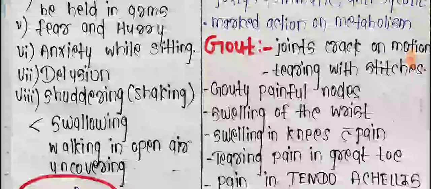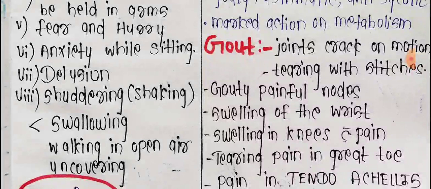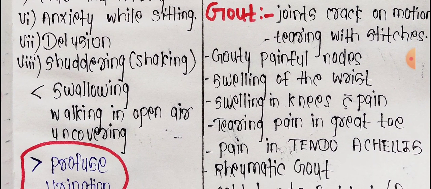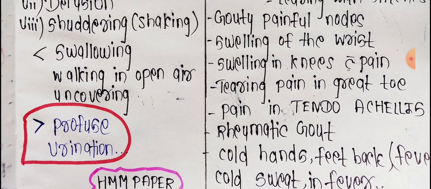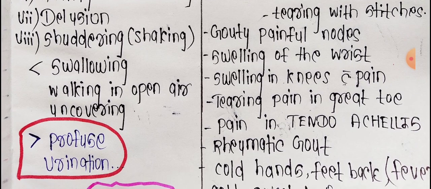Then swelling of the wrist, swelling in knees with pain. Then tearing pain in great toe. Then pain in tendo achilles. Tendo achilles is the calcaneal tendon, or calcaneus, we know that. Then rheumatic gout, means it is associated with rheumatism.